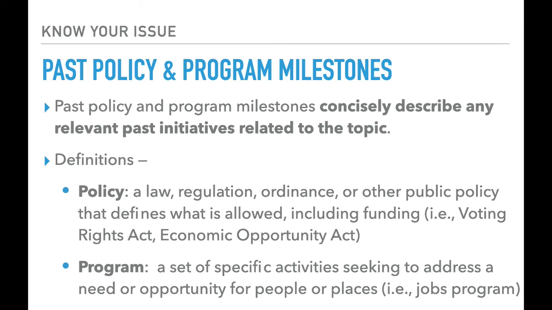Programs, by contrast, are specific activities seeking to address a need or opportunity, either for people or for places. So a jobs program is a program. It's something that's running, operating. A policy may say in this law, we want to fund it at a certain level, and there's a whole budgetary process. So this is where the gray area gets a little bit unclear.